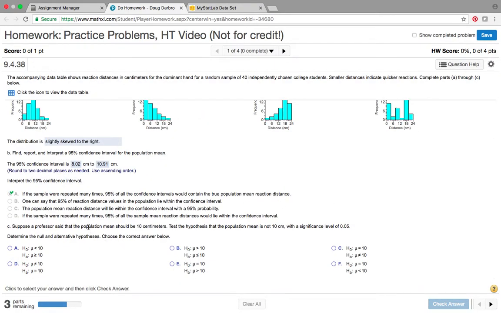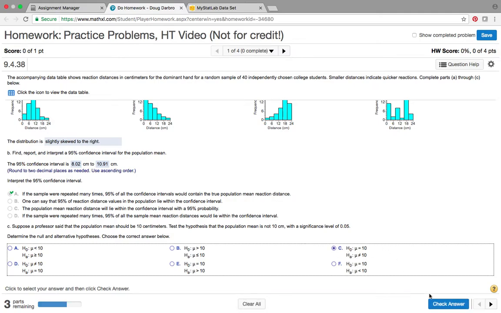Now, suppose a professor said that the population mean should be 10 centimeters. Test the hypothesis that the population mean is not 10 centimeters with a significance level of 0.05. So guys, first thing we're looking for is mu. Anything that has anything other than mu can't be, and anything that has anything other than equal to in the null hypothesis can't be. So there's only 3 of them, E, C, and F, that could be. We want to test that it's not 10 centimeters, so I'm looking for not equal to, and C is what I need.